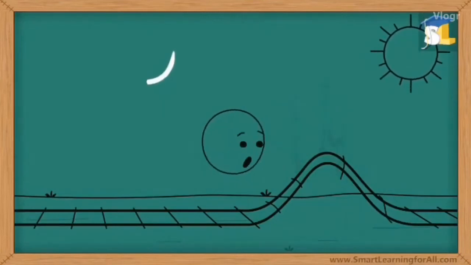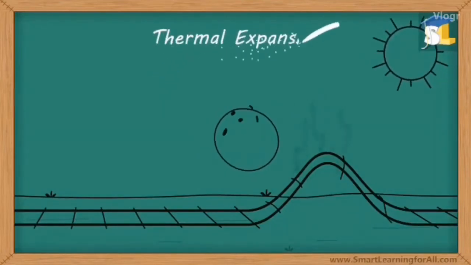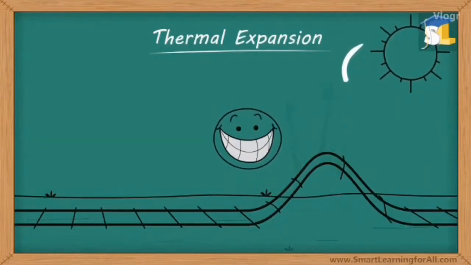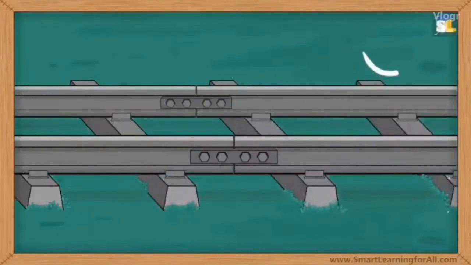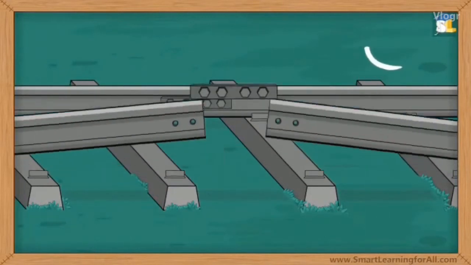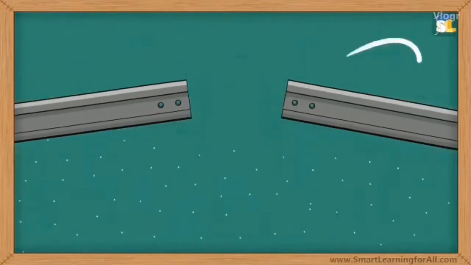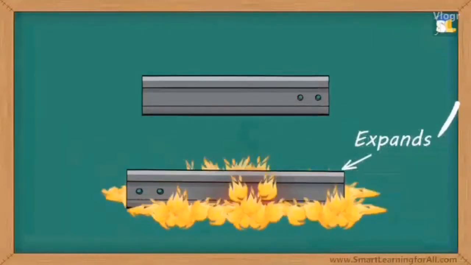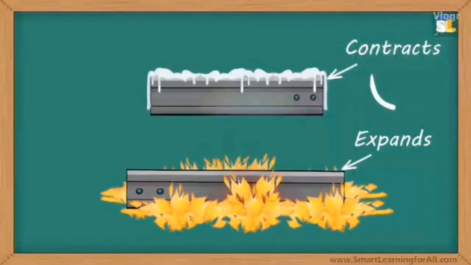Do you think that the rails bent because of thermal expansion? If yes, then you are absolutely correct. A railway track is made up of a number of rails joined to each other. These rails are usually made up of steel. Steel expands on heating and contracts on cooling.